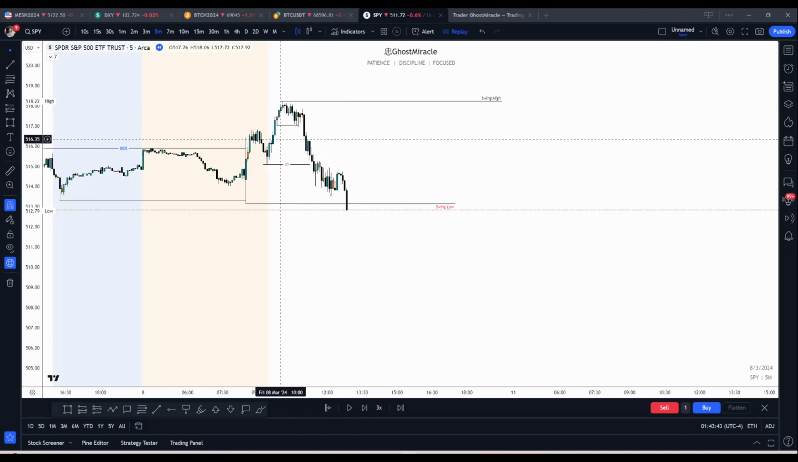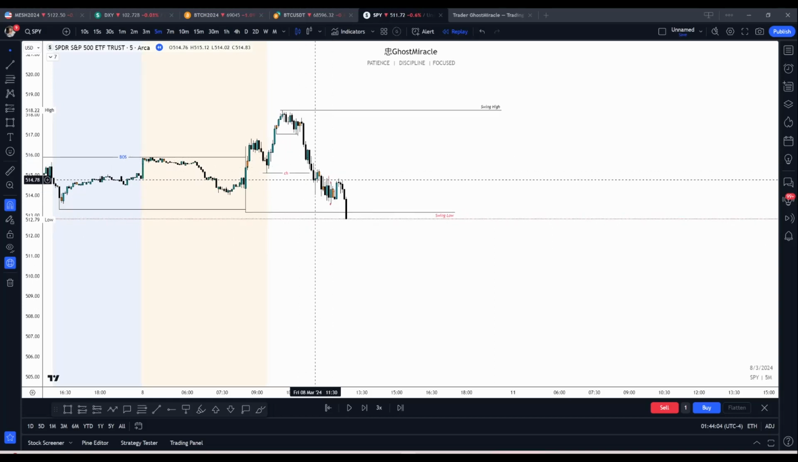Overall, break of structure, internal break right here. Price failed to hold here, so you automatically get a change of character once that closes below, or even wicks. I like to use the wick for change of character.